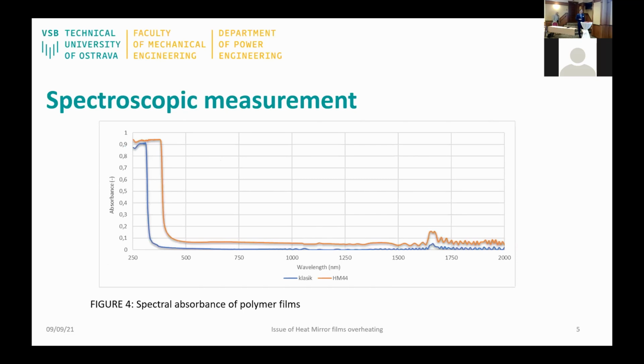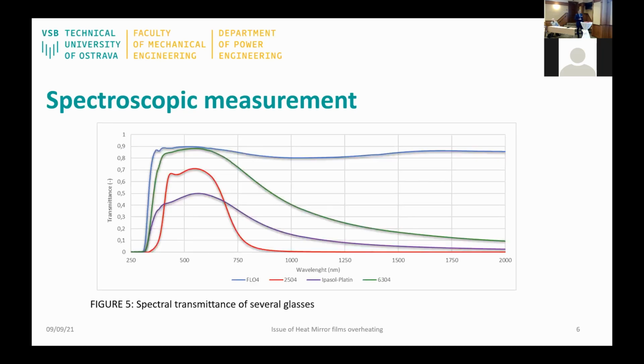This is the first data from spectroscopic measurement. As you can see, the blue line is uncoated polymer film, and the orange line is coated polymer film. It is heat mirror film. The absorption band is larger and is shifted towards longer wavelength, and this is the reason why heat mirror films overheat.